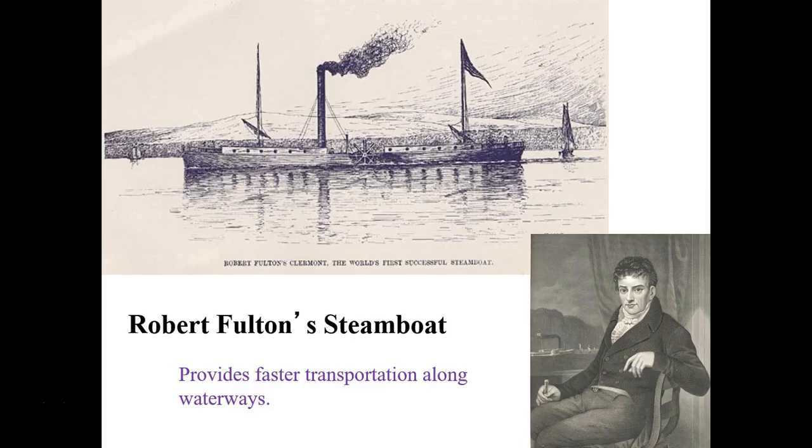The next thing is the steamboat. The steamboat, obviously from its name, was a boat that used steam as power to move. And so Robert Fulton's steamboat provided faster transportation along waterways. And it is sometimes much quicker to travel on waterways than it is by land.